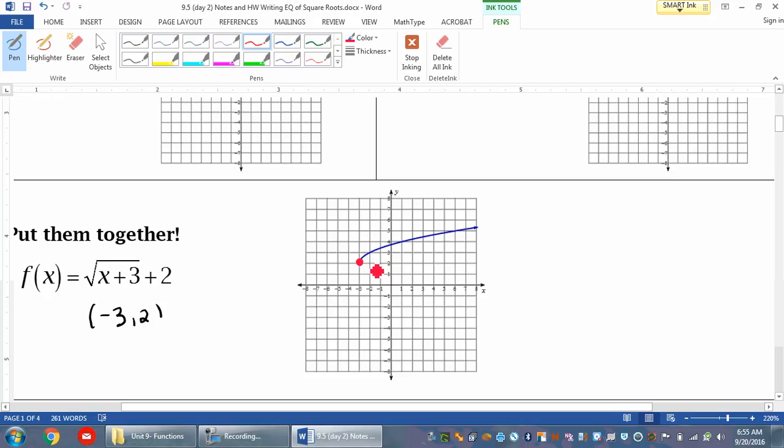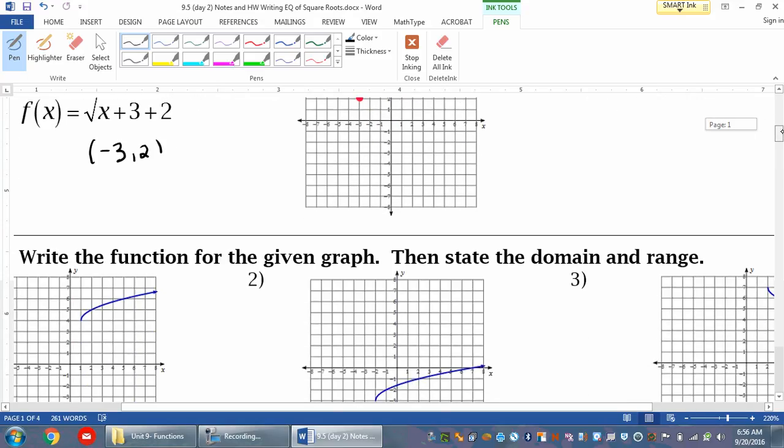Remember my pattern is right 1, up 1. Return to the initial point. Right 4, 1, 2, 3, 4, up 2. Extend your line, draw your arrow. Okay? So we're just going to be writing the equations today.